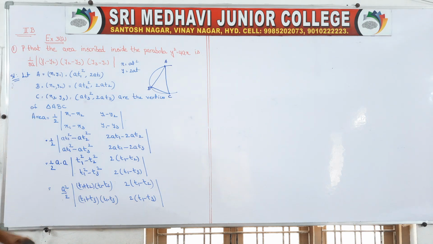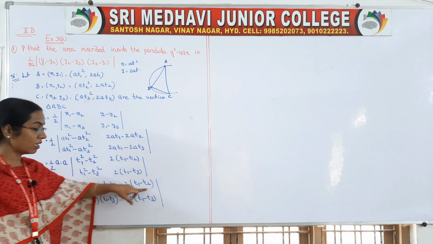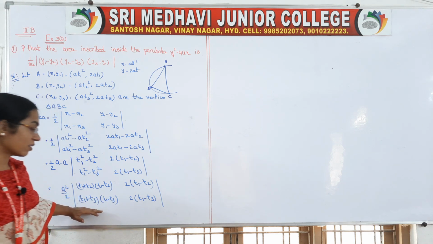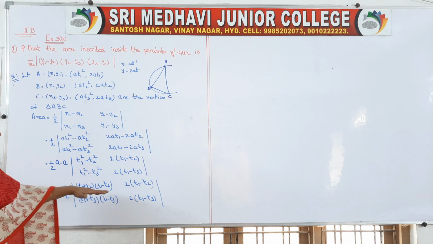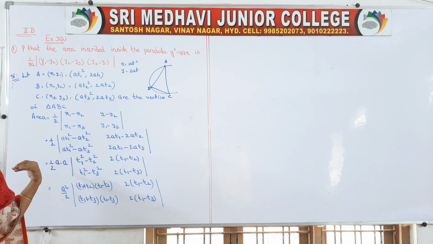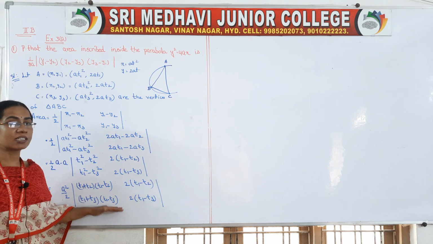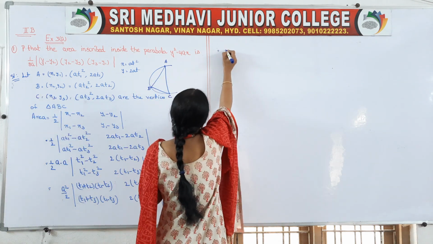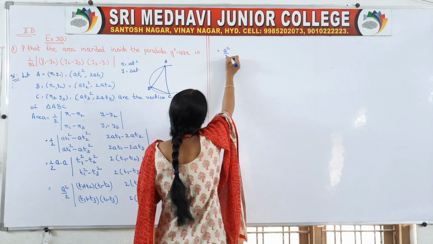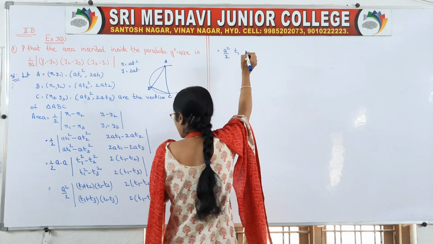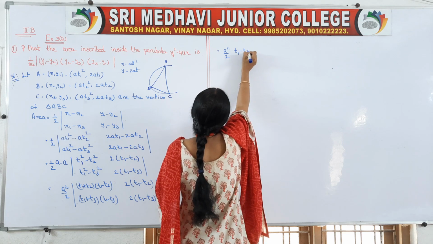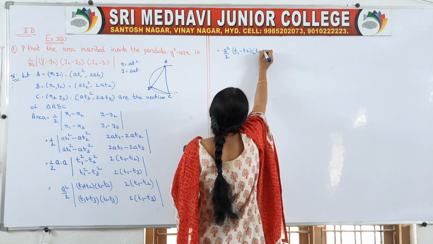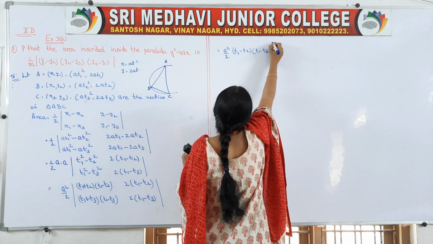Observe the first row. t1 minus t2 is common in the first row. And observe the second row. t1 minus t3 is common in the second row. So we can take t1 minus t2 from the first row outside and t1 minus t3 from the second row outside. Then what happens to your value a square by 2? Come on, from the first row we can take t1 minus t2 and from the second row we can take t1 minus t3 as common.